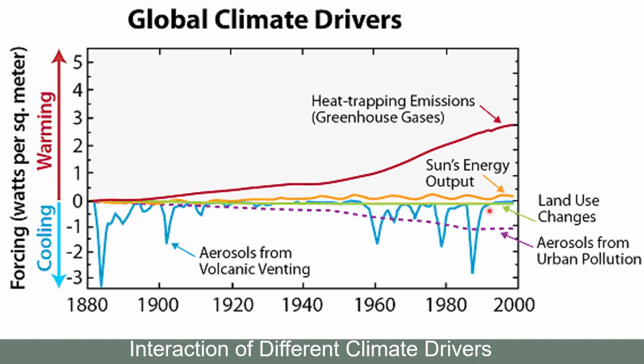And then we have land use changes. We have aerosols, right? Aerosols being particulate matter suspended in the atmosphere. Oh, sorry, the aerosols from urban pollution are in purple, and the aerosols from volcanic venting are spiked because volcanoes erupt, and that's when you have big aerosols going into the atmosphere. As we know, those have a cooling effect, and the heat trapping greenhouse gases will have a warming effect. Hopefully that's pretty clear as to how that works chemically in terms of trapping and re-radiating radiation from the sun.